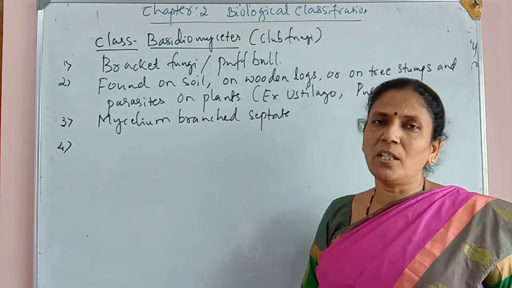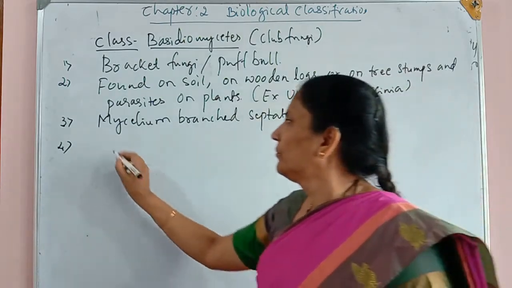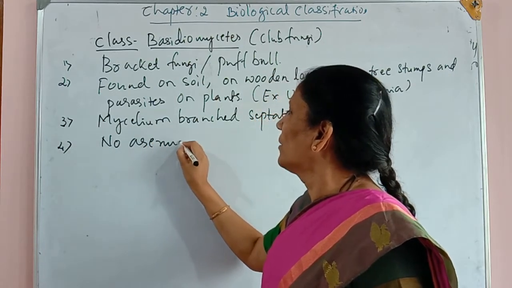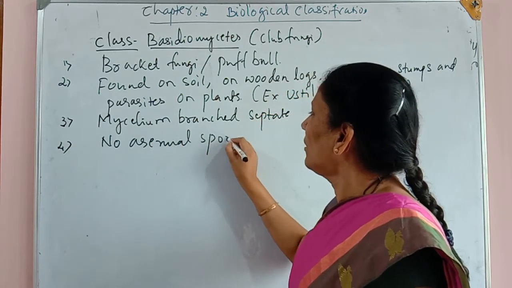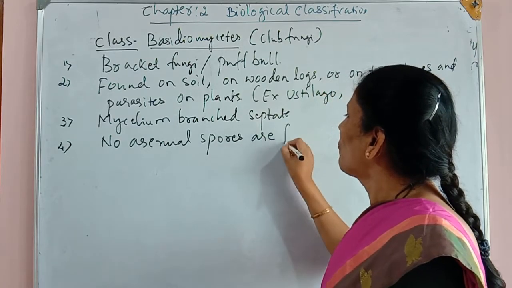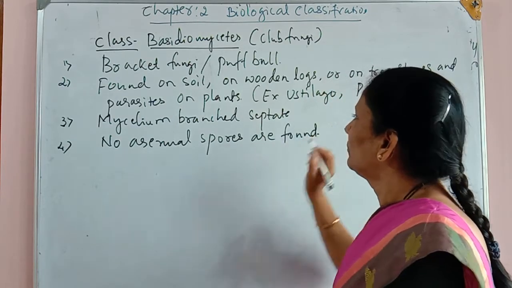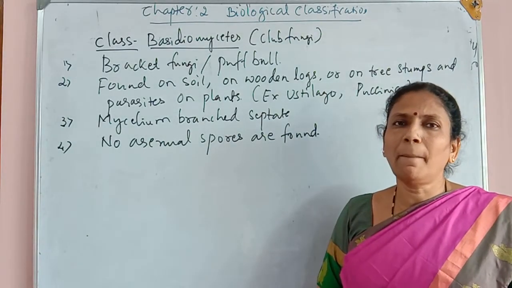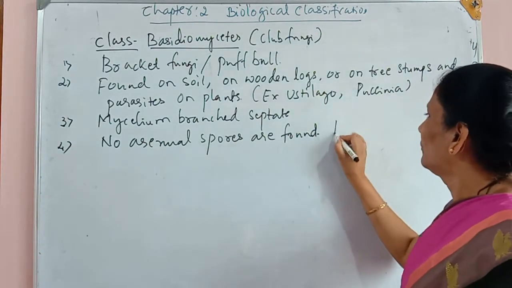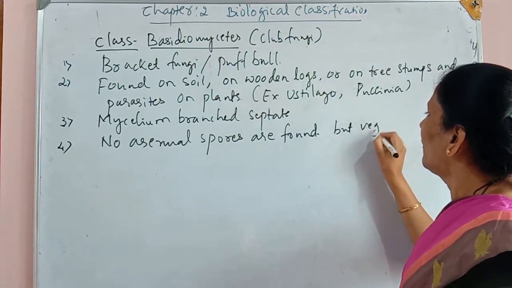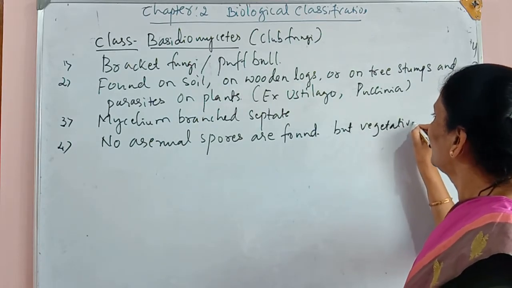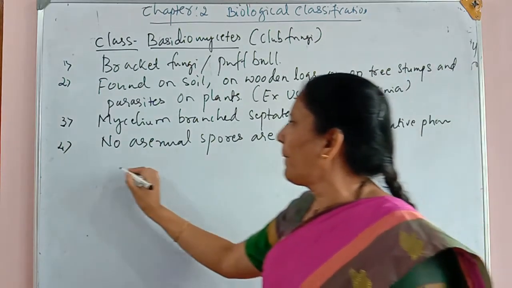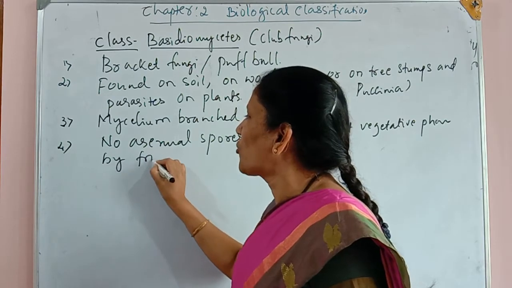The fourth property of this group is that no asexual spores are found. But vegetative reproduction takes place by fragmentation.